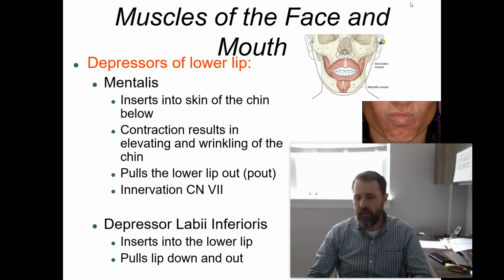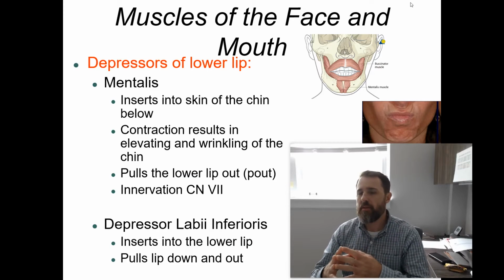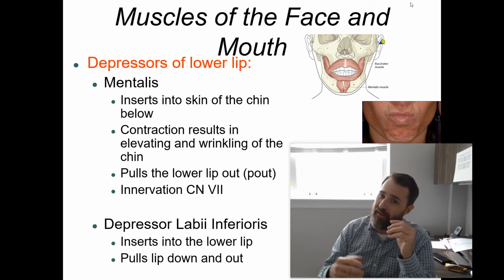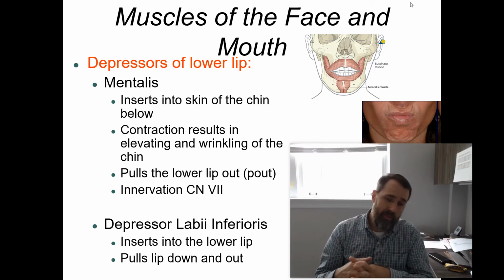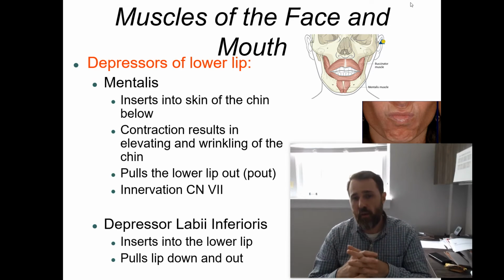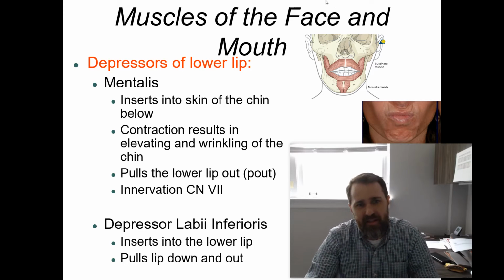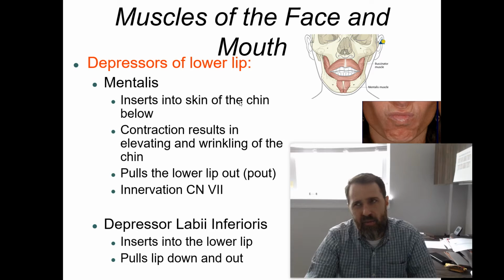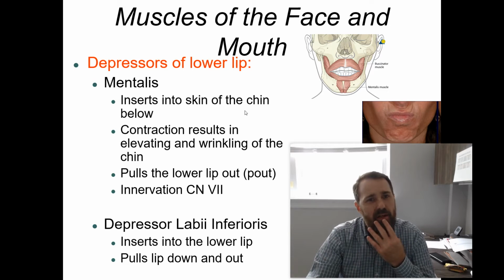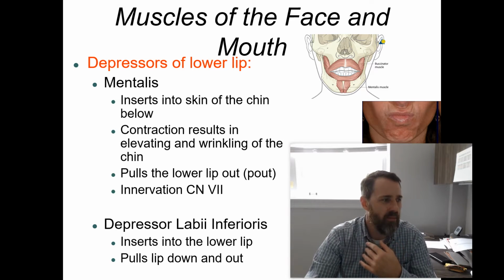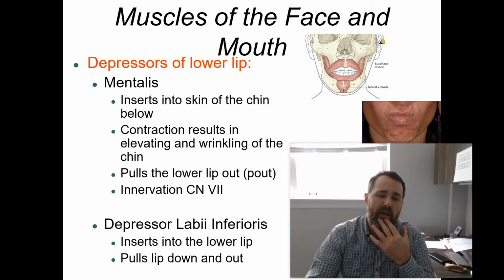All right, continuing our discussion of the muscles of the face, going from the elevators of the upper lip to the depressors of the lower lip, starting with the mentalis. The mentalis is known as, you can think of it as the pout muscle. It's responsible for you protruding and pouting out your bottom lip.